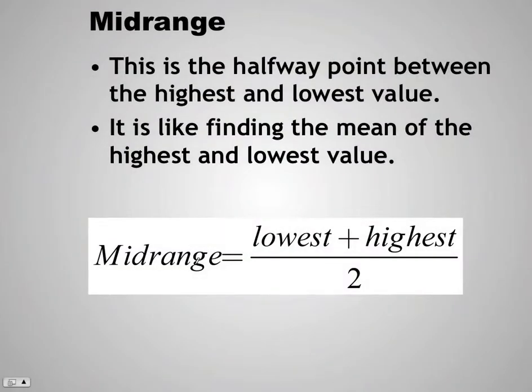All right. Mid-range. This is the halfway point between the highest and the lowest value. So it's like finding the mean using only the highest and the lowest value. So we go ahead and add the lowest and the highest together and then divide by the 2 pieces of data. And that's going to give you your mid-range.